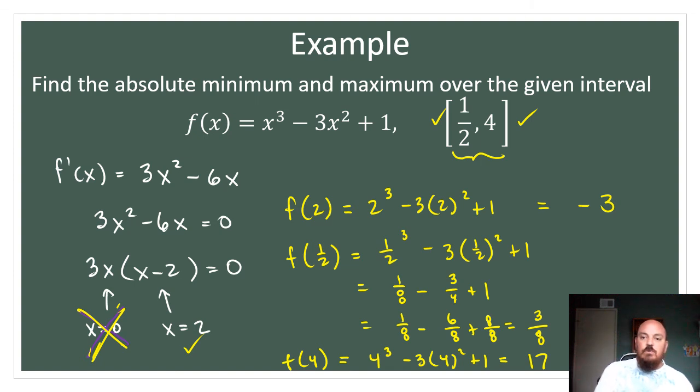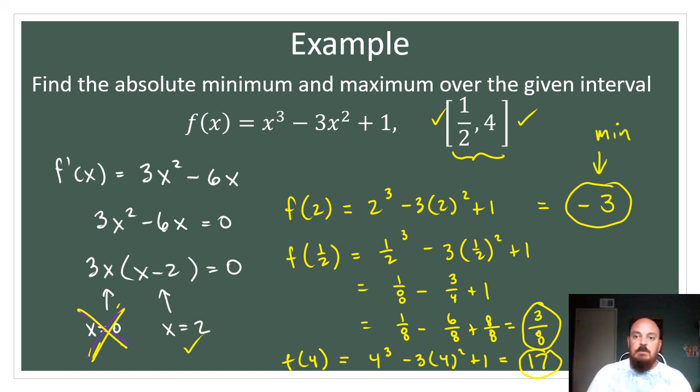So now that I've gotten these 3 answers, these are the 3 numbers I'm comparing. I have a negative 3, I have a 3/8, and a positive 17. So I can tell now the negative 3 is the smallest of those 3 numbers. So that's my minimum. The smallest value that function reaches on that interval is negative 3. And you also know that it happens at x equals 2. The biggest number is the 17. So the 17 is the maximum. And the maximum happens at x equals 4.